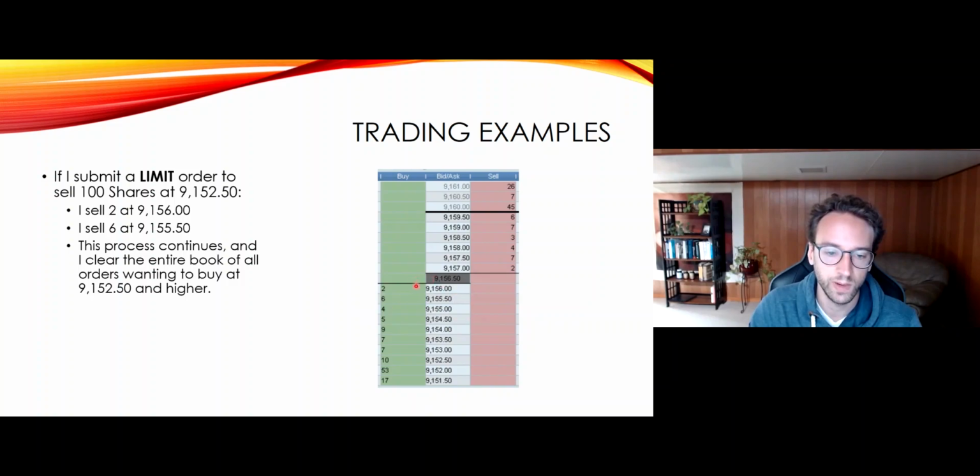This goes all the way down until we get to this point here, which is the last order you would transact against on the book, because that is your limit price. 91.52.50 is the lowest price you are willing to sell at. So you clear all of these orders from the order book. All of these orders leave.